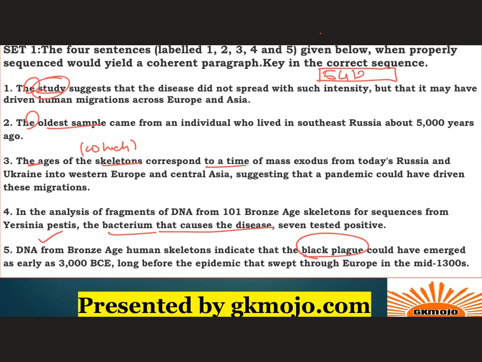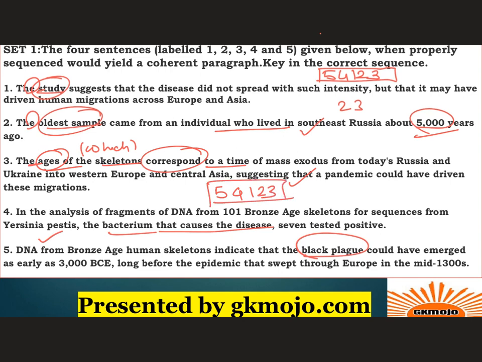Alright, so what will be the order that we'll have? 5, 4, 1, 2, 3. Correct? So why is 2 and 3 a mandatory pair? Because see over here, the oldest sample came from an individual who lived in Southeast Russia about 5000 years ago. And here the ages of the skeleton correspond. So this sentence should naturally come after this because years have been mentioned over here, and here they are just mentioning that the ages of the skeleton correspond. So they are explaining why this 5000 years is corresponding to the time of mass exodus. Alright. So naturally it should be 2, 3. Hence the correct answer to this parajumble is 5, 4, 1, 2, 3.